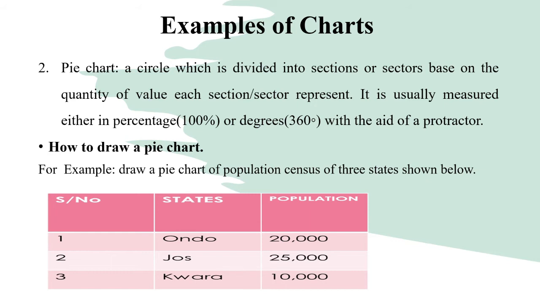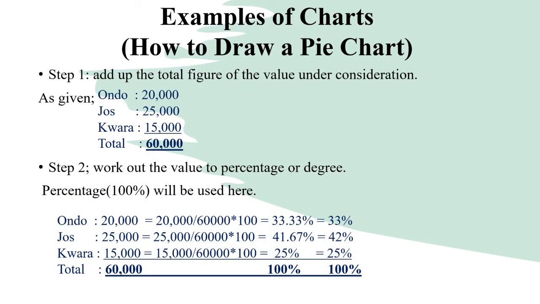How to draw a pie chart? Step 1. Add up the total figure of the value under consideration. Here we have Ondo with a population of 20,000, Oyo having a population of 25,000, Kwara having a population of 15,000, a total of 60,000. Step 2. Work out the value as a percentage or degree. That is, percentage 100% or degree 360 degrees.